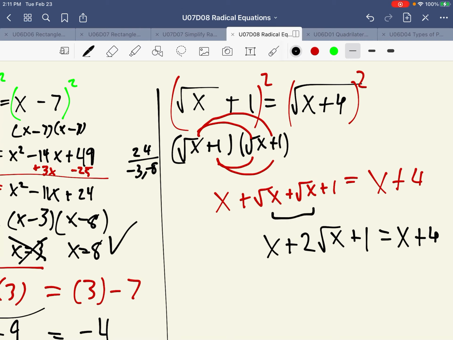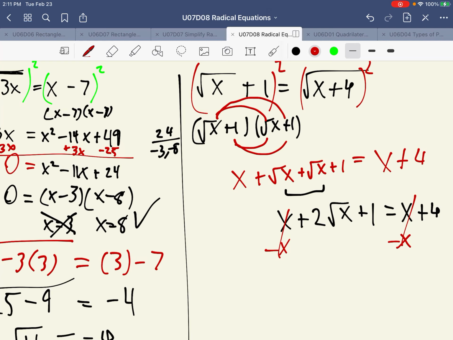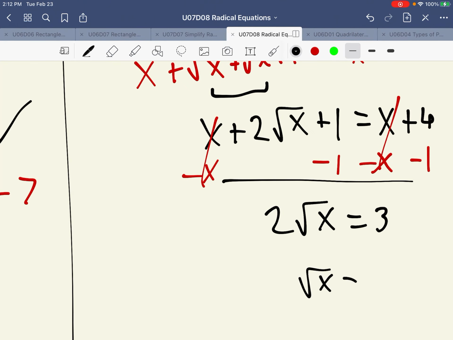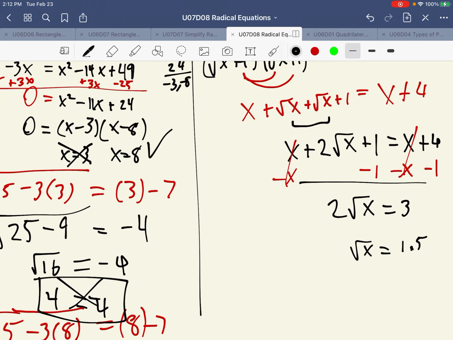I'm going to subtract the x to the other side, which cancels out both x's. Normally you should be worried, but we have another x in this problem. We'll also subtract the 1 to the other side, and we get 2 radical x is equal to 3. Got to divide both sides by 2, so we get radical x is equal to 1.5. And now to cancel out this square root, we'll have to square both sides.